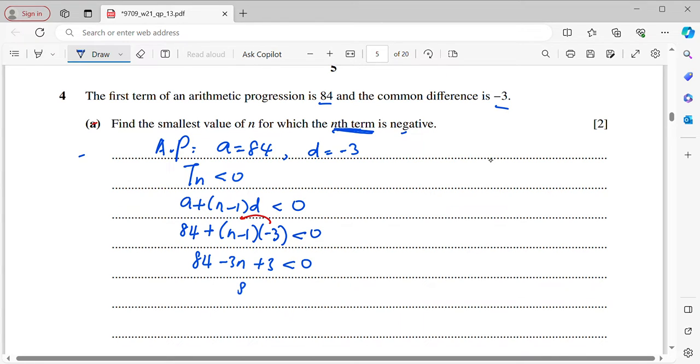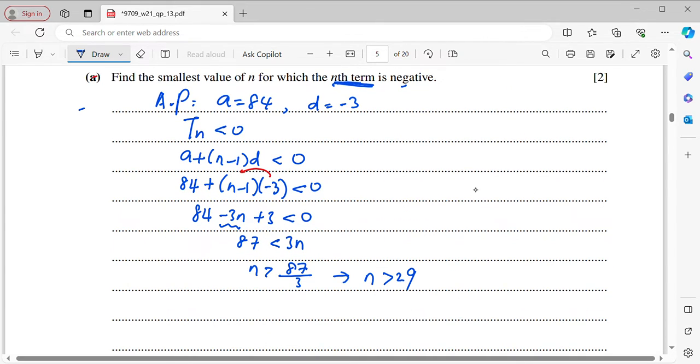Which means now the left side is 87. The minus 3n will be moved to the right side, so 87 is less than positive 3n. Hence, n will be greater than 87 divided by 3, that means n is greater than 29. So since n is greater than 29, now we need to get the smallest n, which will be 30. Okay, so the smallest n is 30. Okay, so done for the A.